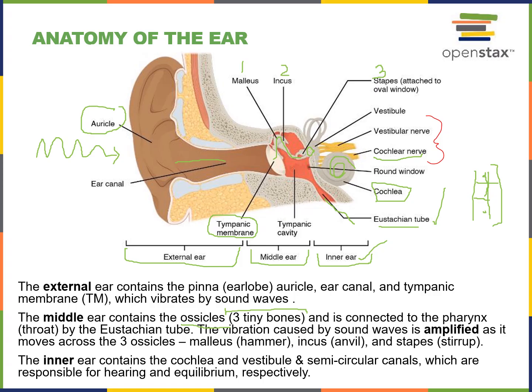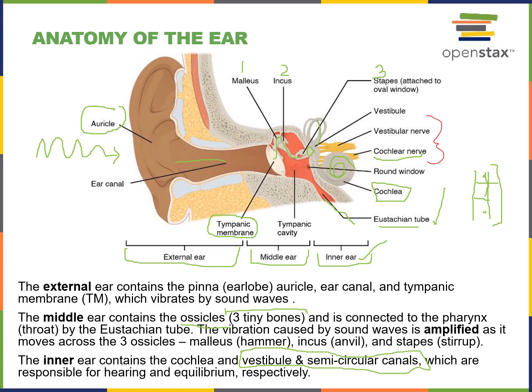Other important structures in the inner ear are two structures that have nothing to do with hearing, but one of the other functions of the ear is equilibrium, or balance. Sometimes when you were a child, you would spin around, and when you stopped, you felt dizzy. Well, the reason you feel dizzy is because of the fluid in this structure here.